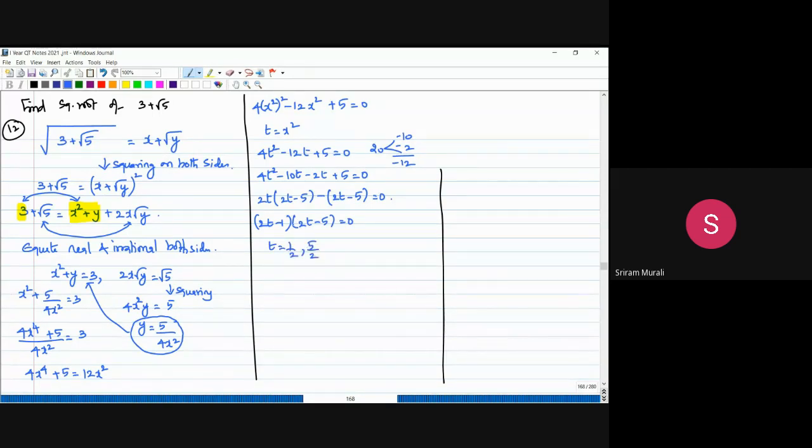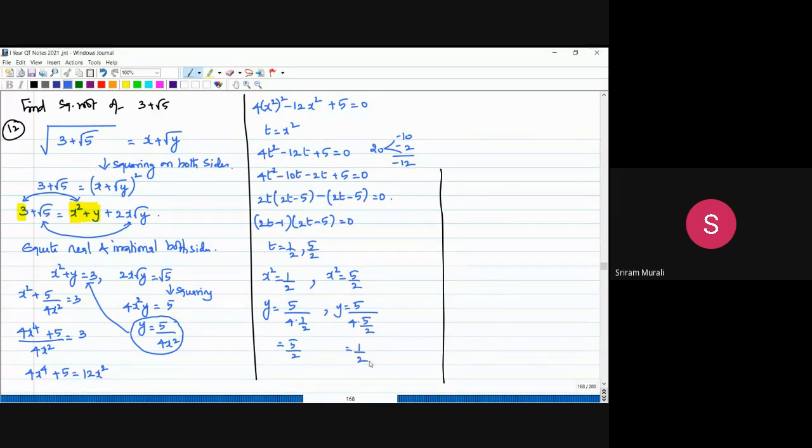So the two cases arise when x square, because t is your x square. Ultimately we want to convert everything in terms of x and y. For the time being, I used t. Now I have to take x square is equal to 1 by 2, also x square is equal to 5 by 2. Then what do you get for y? y will be equal to 5 by 4 into 1 by 2, which is equal to 5 by 2. In the same way, y is equal to 5 divided by 4 into 5 by 2, that is equal to 1 by 2.